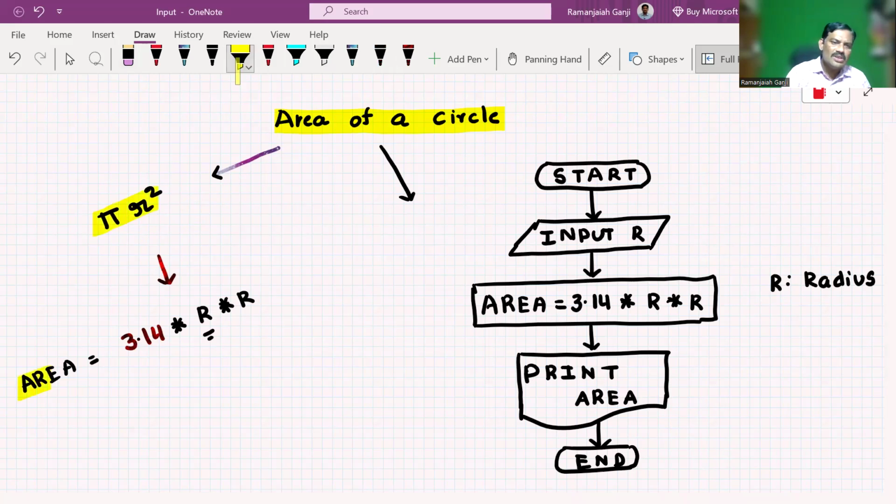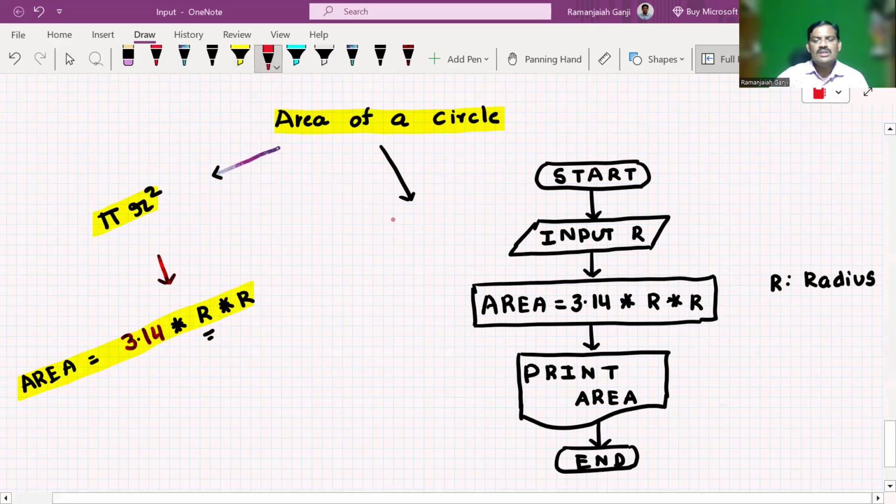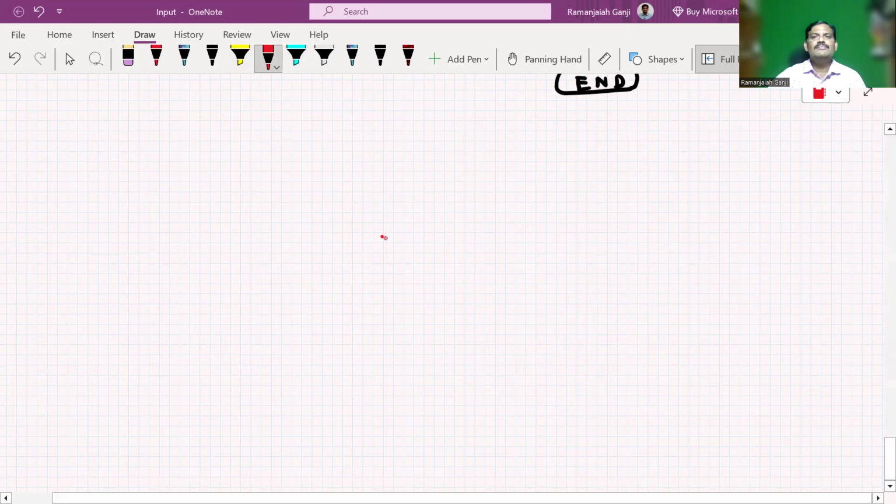That's why we are converting this pi r square into this format. Area is equal to pi, which is a constant, its value is 3.14, into r square. So r square can be written as r into r. Okay, 3.14 into r into r. So start, input, area, print, and then stop. And then we go for some more flowcharts.